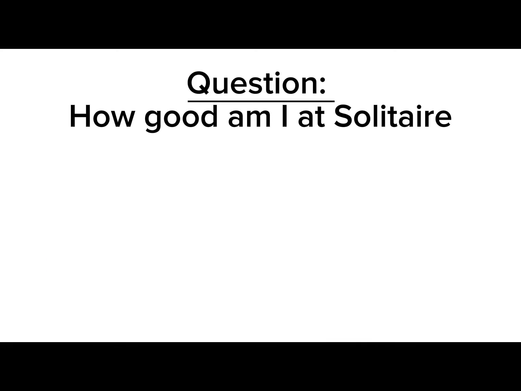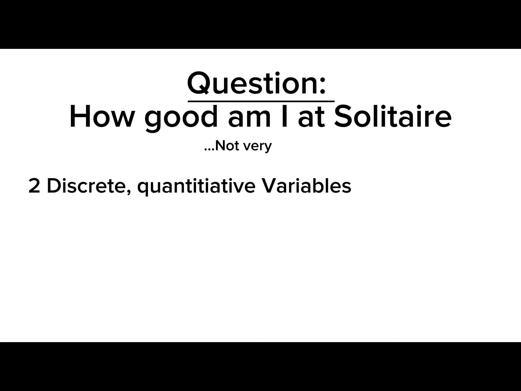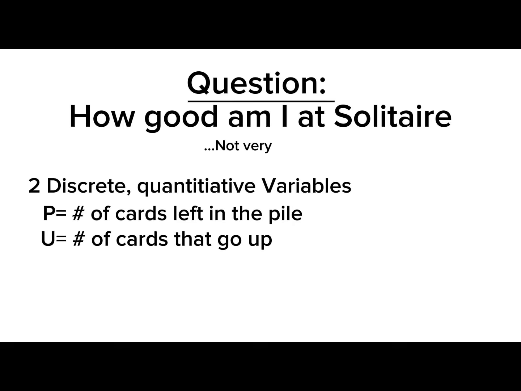Now the question is, how good am I at Solitaire? We're going to have two discrete quantitative variables. P is going to equal the number of cards left in the pile, and U is going to equal the number of cards that go up into those top four slots.